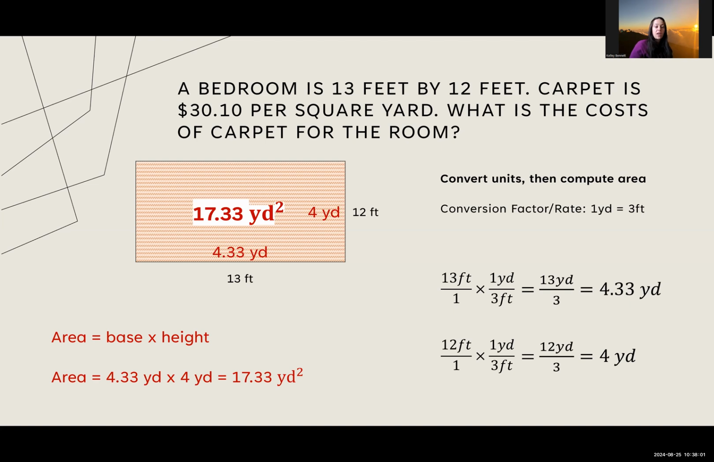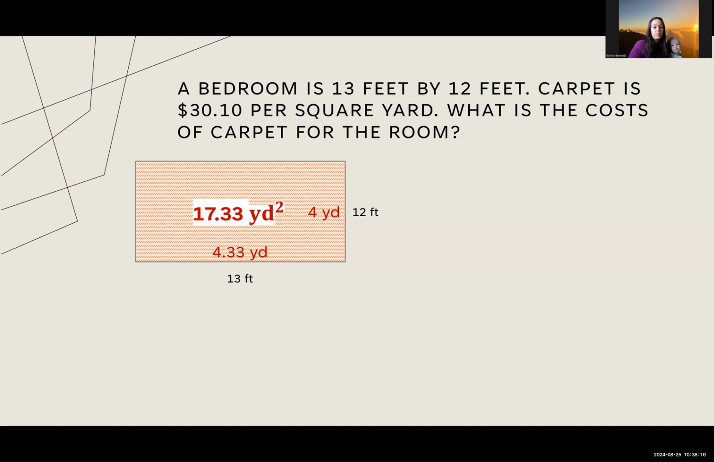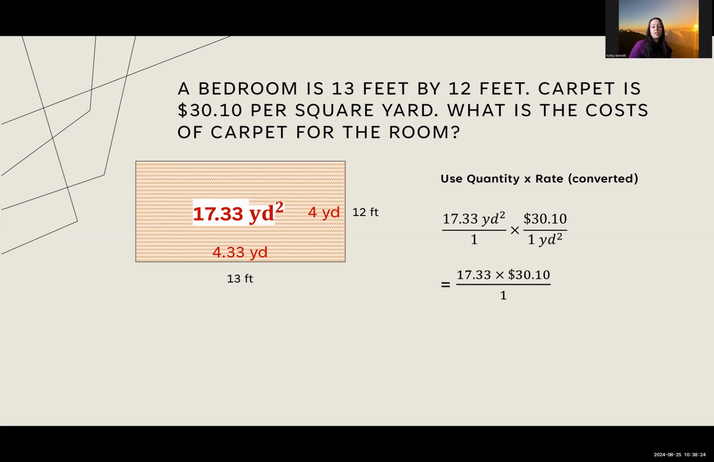So now that I have the area in square yards of my room, I can apply the cost per square yard to figure out the total cost of carpet for the room. So I'm going to use quantity times rate. I have 17.33 square yards, that's my quantity, and my rate is $30.10 per square yard. So here we're canceling out square yards, multiplying straight across, leaving us with the unit of US dollars. 17.33 times $30.10 gives me $521.73. This is the cost to carpet the room.